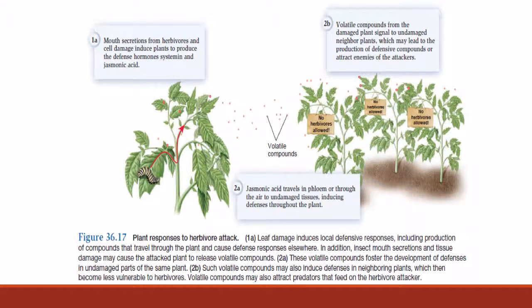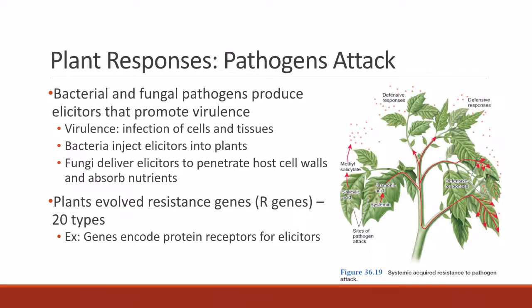Here's an example of plant response to herbivore attacks, and there are 3 steps. Plant responses to pathogen attacks. Bacterial and fungal pathogens produce elicitors that promote virulence. Virulence is infection of cells and tissues. Bacteria will inject elicitors into plants, while fungi will deliver elicitors to penetrate cell walls and absorb nutrients.